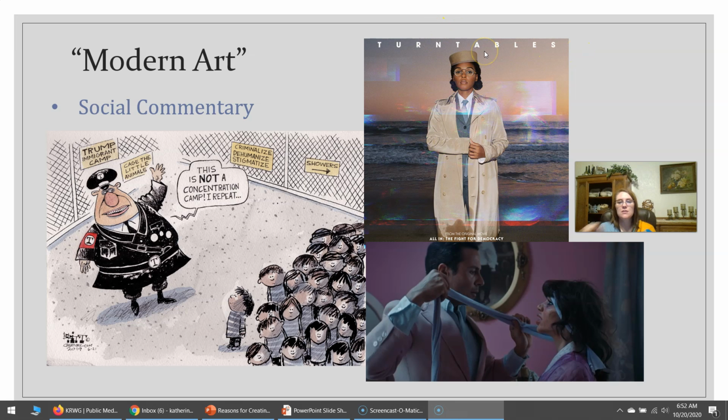Turntables is a new song by Janelle Monáe. She made it to go with a Netflix movie that I haven't seen yet, but I will watch it. And it is definitely a social commentary on how it is time for people of color to be able to express themselves, get justice, and have equity in this country.